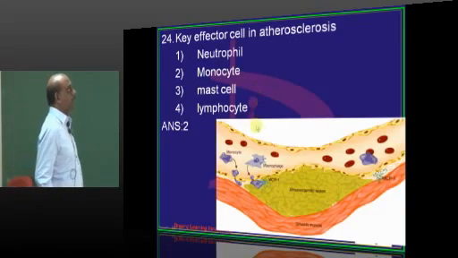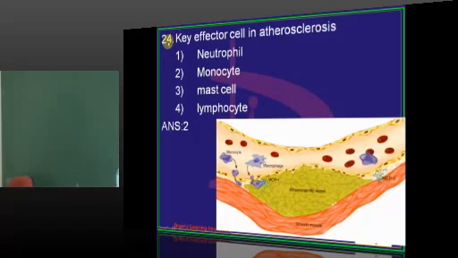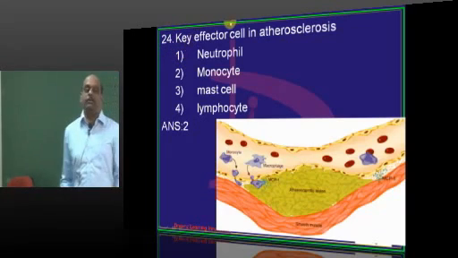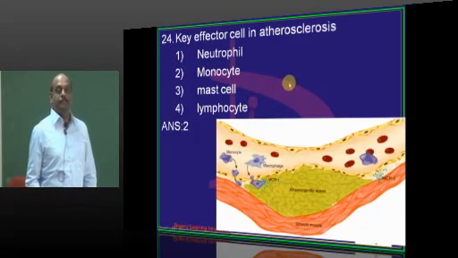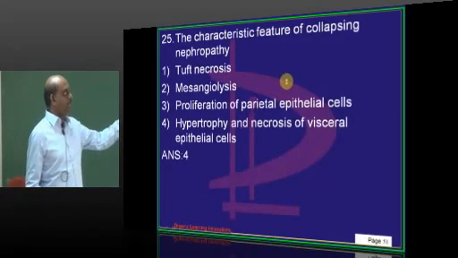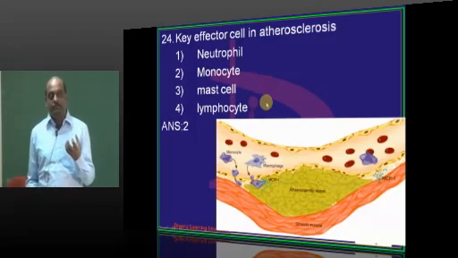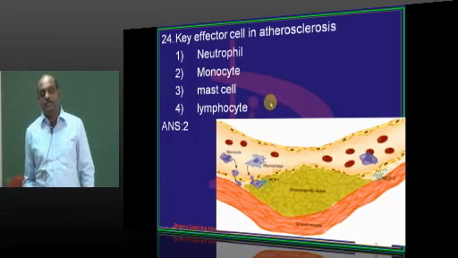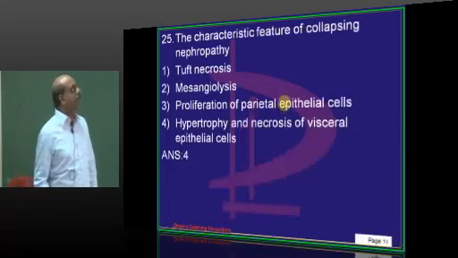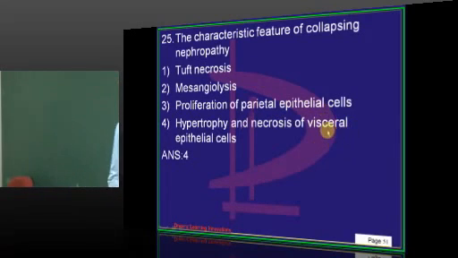Now doctor, what is the main pathophysiological aspect of atherosclerosis? It is the monocyte, which is responsible for engulfing all that lipid. Laden macrophages are the ones which are the central part of the pathophysiology. Beautiful question.